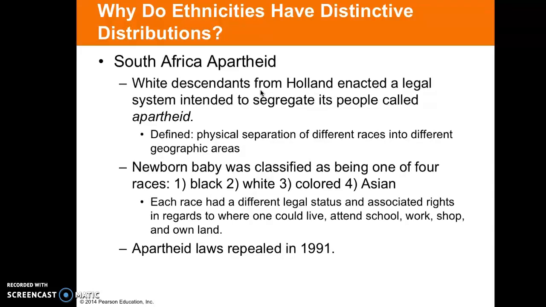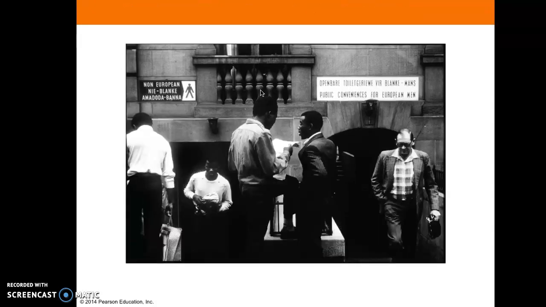The apartheid laws were repealed in 1991, but South Africa clearly still has a deep history of racial segregation and racism. My friend was there with the Peace Corps recently, and she had never seen such open racism. And here you can see the area for non-whites to go and the area for whites.